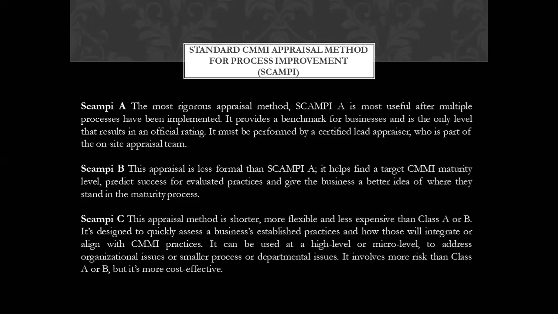Level C is shorter, more flexible, and less expensive than A and B. It has to check whether the company is following all the practices of CMMI or not. So that is level C, SCAMPI C. I hope you got the clarity about what we are talking about here. This can come up as a separate question in your exam, and you can also utilize this complete content if the question comes up just about CMMI.